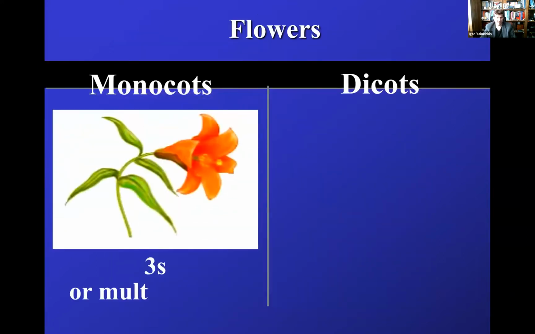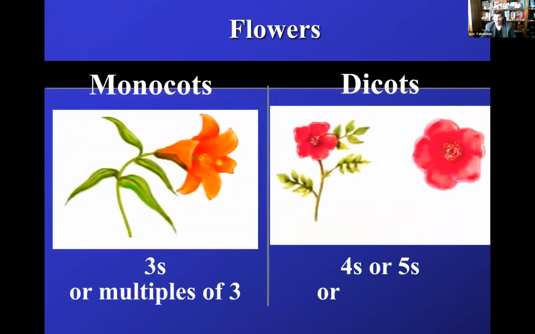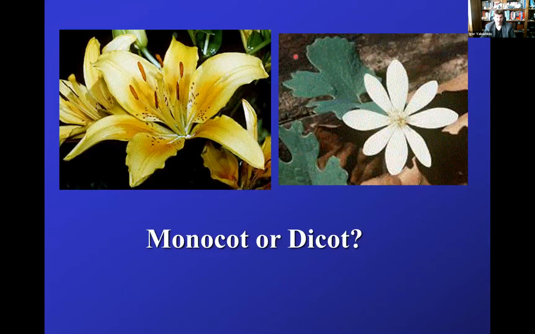All right, so here we go. Monocots, multiples of 3, multiples of 4 or 5. So here we go. Let's kind of see this one. And this is where I need your answers. A monocot or dicot. You can count the petals, or you can count stamens. So this one, monocot or dicot, the yellow one, the lily. It's a tiger lily.